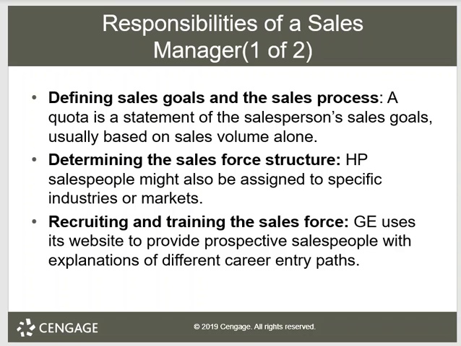Determine the sales force structure. Salespeople might also be assigned to specific industries or markets. That's very true with the software company that I know. They specialize in different types of industries, and so different types of people are in the sales cycle for that company. Recruiting and training the sales force. GE uses its website to provide prospective salespeople with explanations of different career paths. Without sales, there is no need for accountants, production workers, or even a company president. Sales provides the fuel that keeps the corporate engine humming.